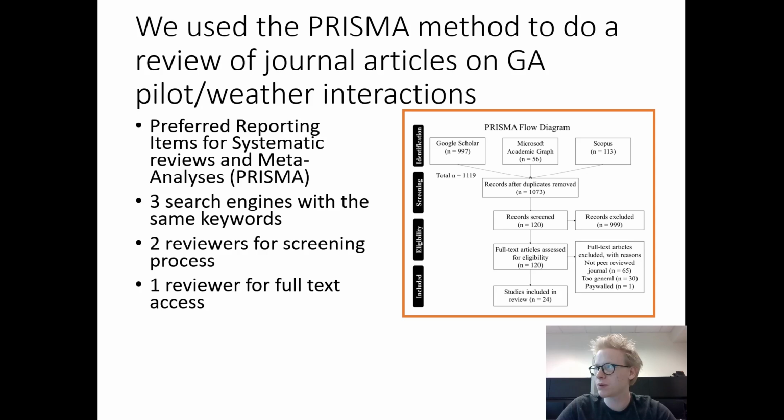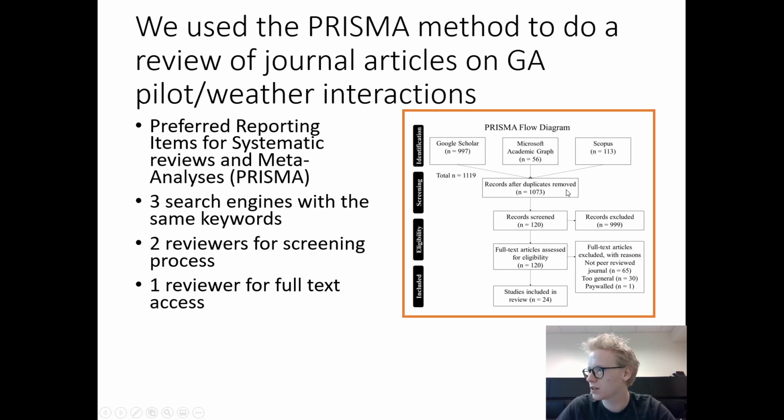So we used the PRISMA method to do a review of journal articles on general aviation pilot and weather interactions. PRISMA is the Preferred Reporting Items for Systematic Reviews and Meta-Analyses. You basically come up with keywords, put those keywords through different search engines, and gather all of that data up, which usually is going to be title, abstract, publication date, journal, etc. for each of the papers. Then you can put it into, what we did was we used Rayyan, which is a systematic review app. We removed the duplicates here.